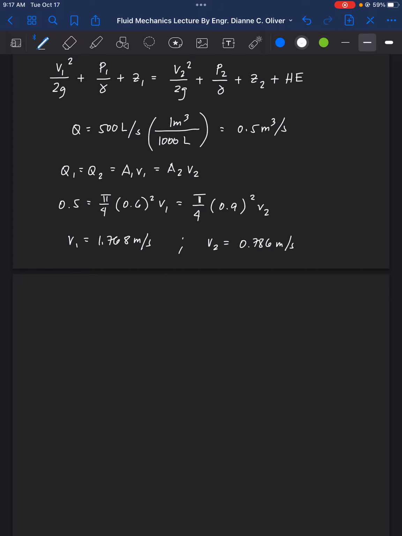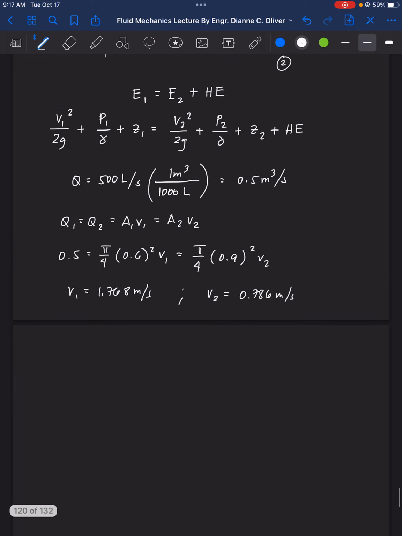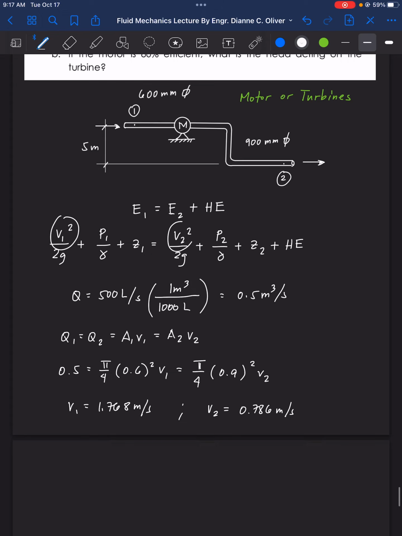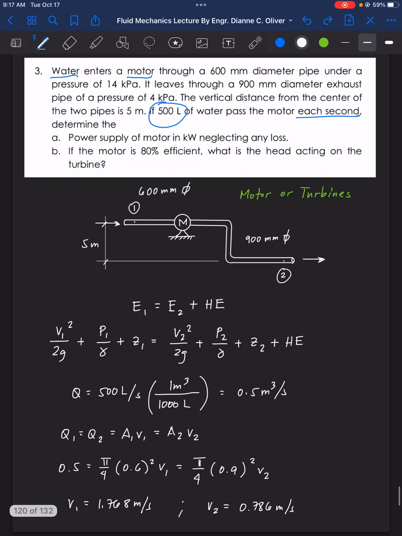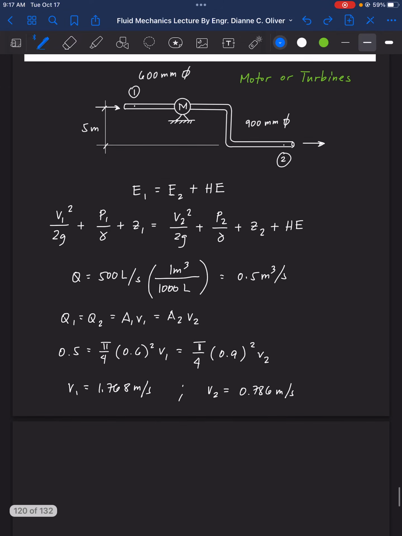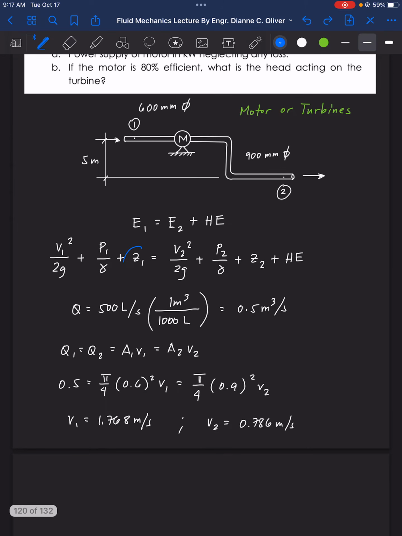So since we have now our velocities, we have our pressures, given the pressure 14 kilopascal for the 600 mm pipe, and then 4 kilopascal for the 900 mm pipe. Then we have also the elevation for 1, which is 5 meters, and then the elevation for 2 is 0, since we're going to use this as datum. So this is our elevation 0.